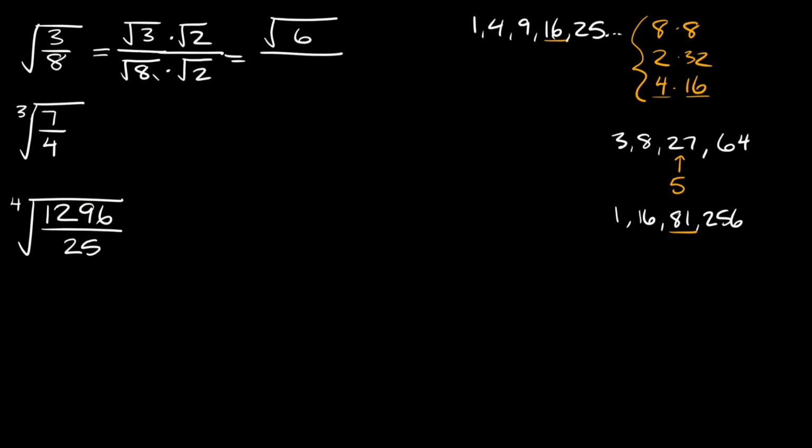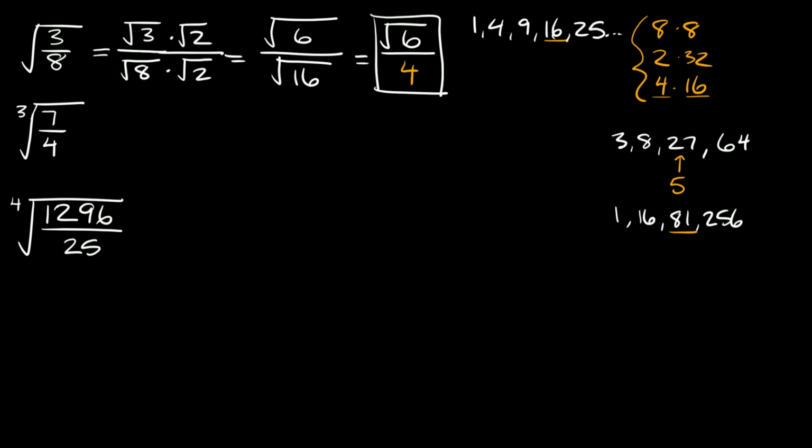And then here we have the square root of 8 times the square root of 2, which is equal to the square root of 8 times 2, which is equal to 16. Okay, now we can simplify this. So on top, the square root of 6, that's fine. We can leave that as it is, but on the bottom, the square root of 16 is equal to 4, right? So then our answer right here is the square root of 6 over 4.